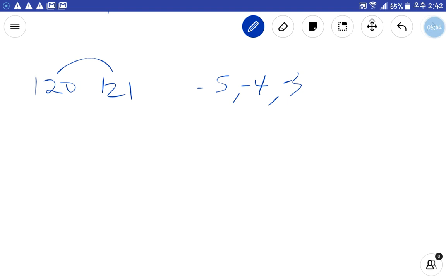So example 2, we need to find three consecutive integers whose sum is 96. Find the integers. So in this case, we have to set up each number by using a variable. So let n be the least integer.